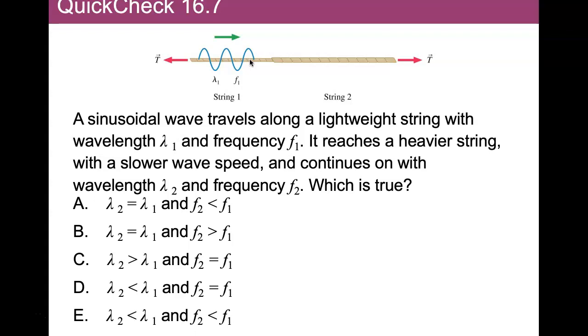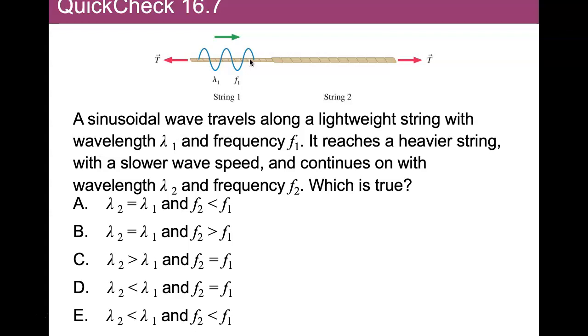So what happens? Which one of these statements is true? Pause the video, think a little bit about this, and then we come back and talk about it. So the wave in the rope, in the lightweight rope on the left, is characterized by its wavelength, lambda, and its frequency, f. So we call them lambda 1 and f1, for example. They correspond to string 1.